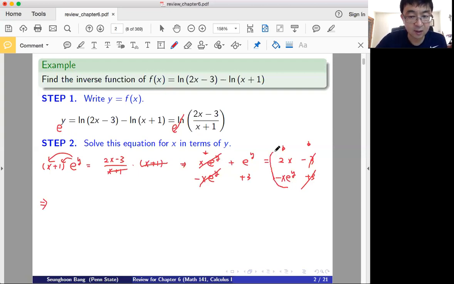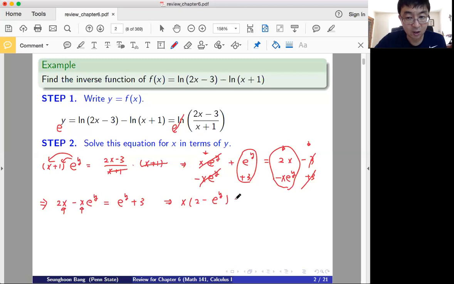The right-hand side is 2x minus x times e to the y, equals the left-hand side, e to the y plus 3. The next, you can factor out the common factor x. Factor out x: x times 2 minus e to the y equals e to the y plus 3. Next, divide both sides by the coefficient of x, 2 minus e to the y. So like this, cross out. So we have this result.